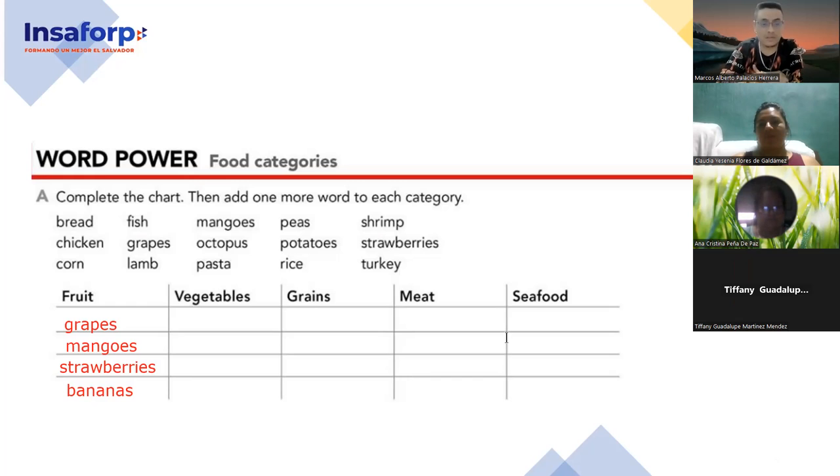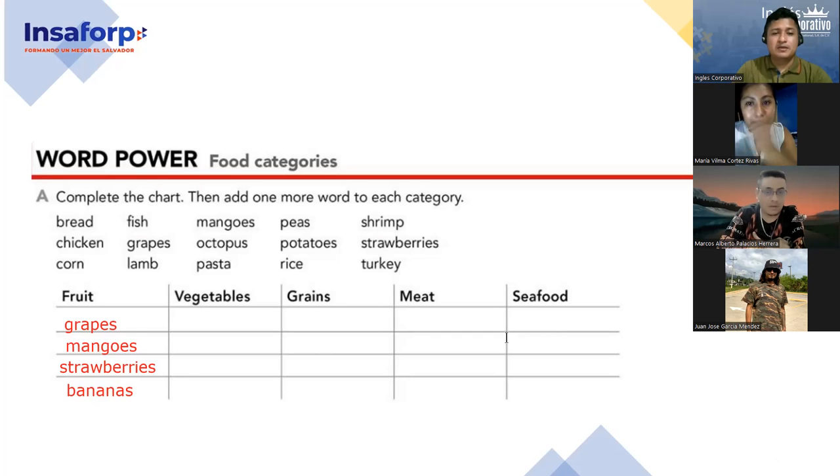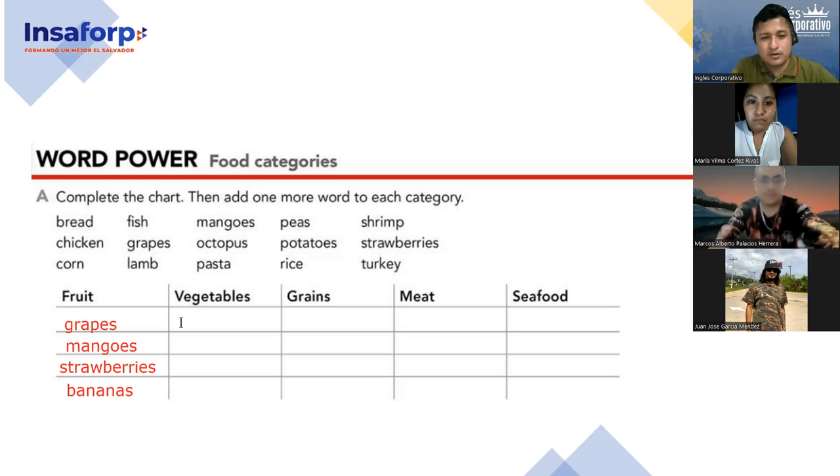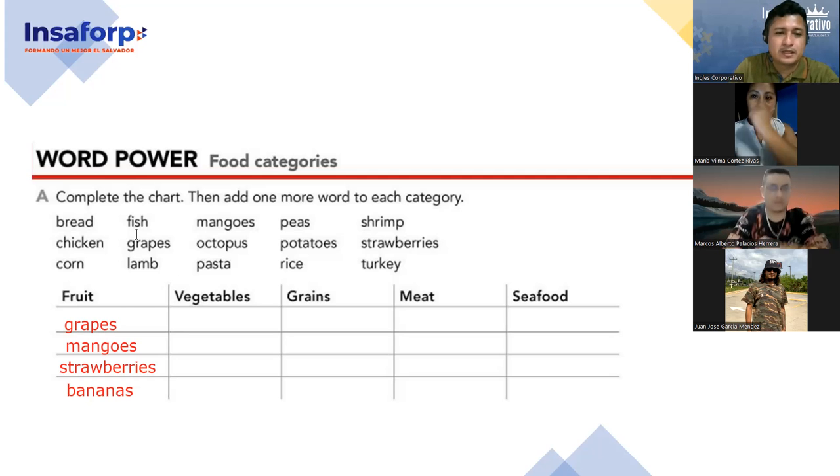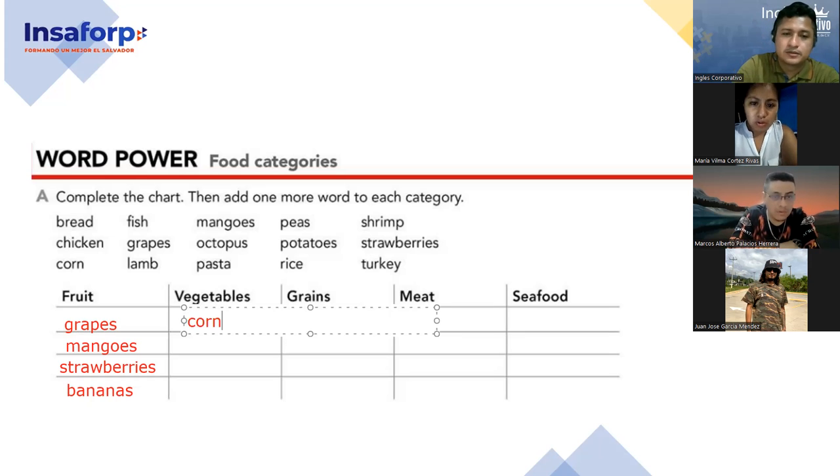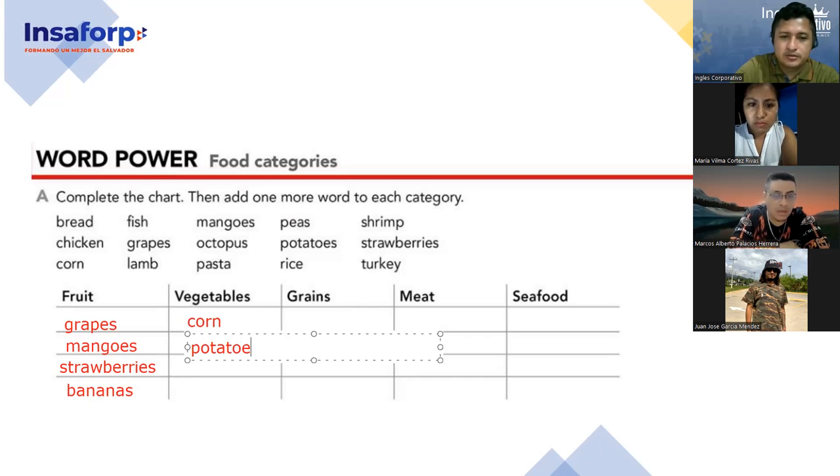Yes, teacher. Vegetables, please tell me. Marcos, tell me the vocabulary that goes with vegetables, please. That is here. Corn. Oh, corn. Very good. What else? Potatoes. Oh, potatoes. Okay. Potatoes, tomatoes.